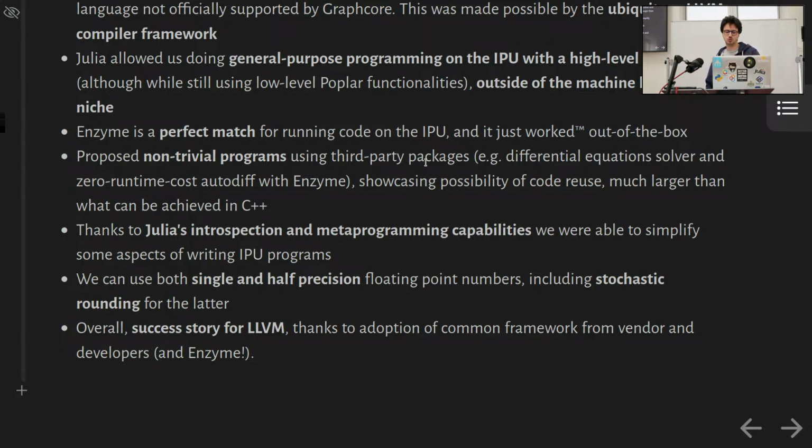Also, thanks to Julia's introspection and metaprogramming capabilities, I was able to simplify a little bit how you write IPU programs, although it was still very large, but it's shorter than what you have to do in C++. I could also use single precision and half precision, including stochastic rounding, and overall, I think this was a success story for LLVM for being a common framework between vendors and developers. And that's it.